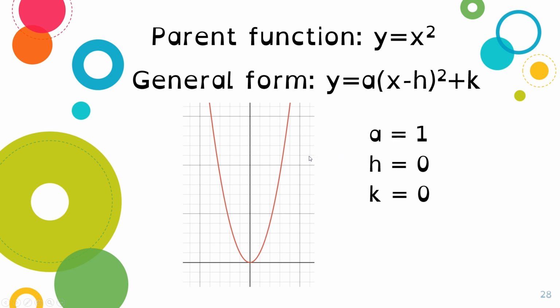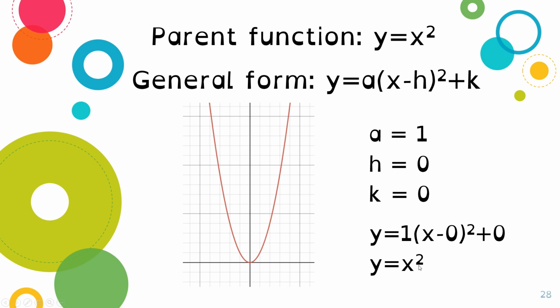So for our parent function, our a is equal to 1, our h is equal to 0, and our k is equal to 0. So we put that into our general formula. A we replace with 1, h we replace with 0, and k we replace with 0. Well, x take away 0 is just x. X squared we can't do anything with because x we don't know what it is. It's one of our variables. 1 times that is just going to be x squared. And then we add 0, which just means that it's going to be x squared.